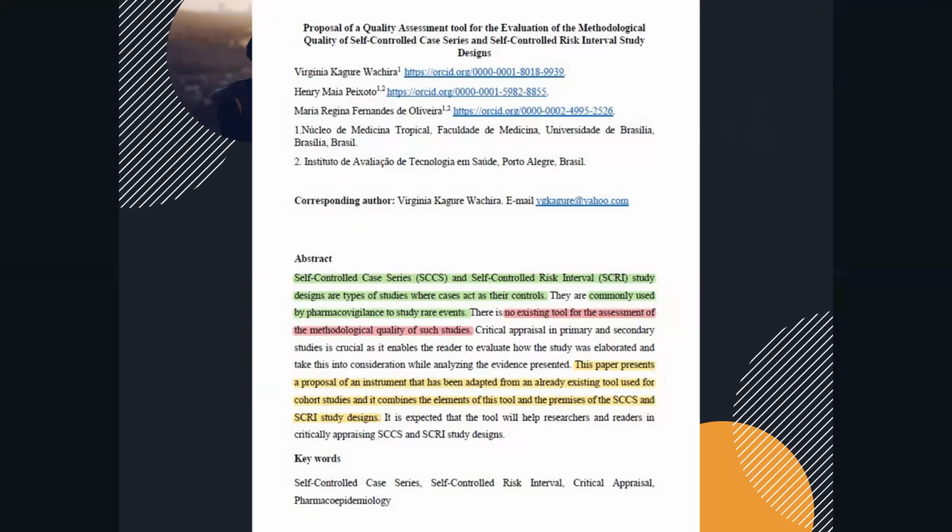This is an abstract on self-controlled case series and self-controlled risk interval study, which are types of study designs where cases act as their controls, and it is commonly used in pharmacovigilance to study rare events. Currently, there is no existing tool for the assessment of the methodological quality of such studies. This paper presents a proposal of an instrument that has been updated from an already existing tool used for cohort studies, and it combines the elements of this tool and the premises of the self-controlled case series and self-controlled risk interval studies.